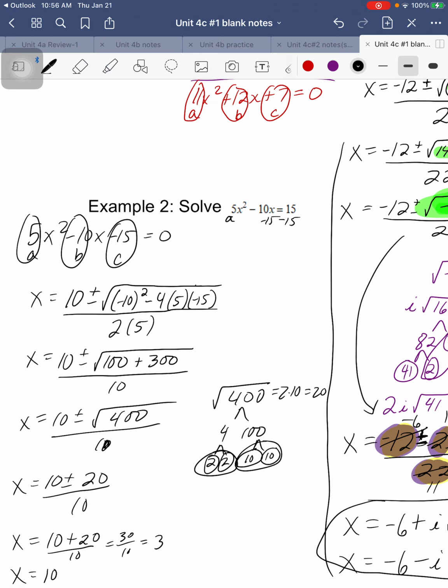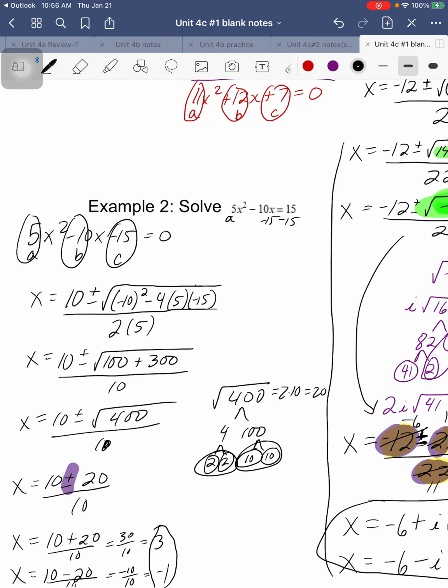And we have 10 minus 20. Don't forget that plus minus. So that's where we're getting the plus, and now with the minus over 10. 10 minus 20 is negative 10 over 10, which ends up to be negative 1. So yeah, 3 and negative 1 are our solutions.